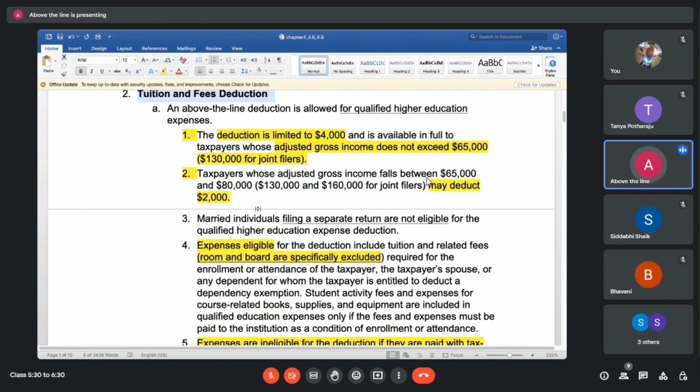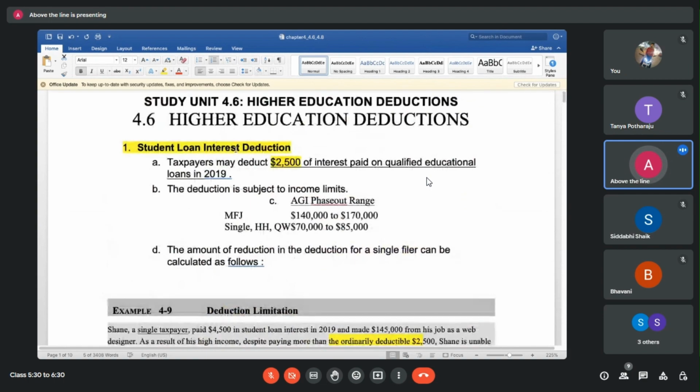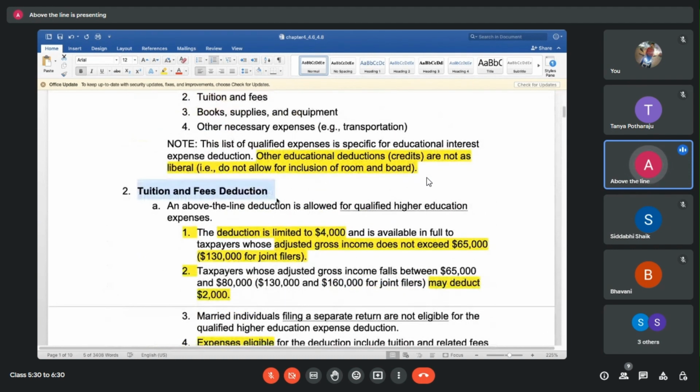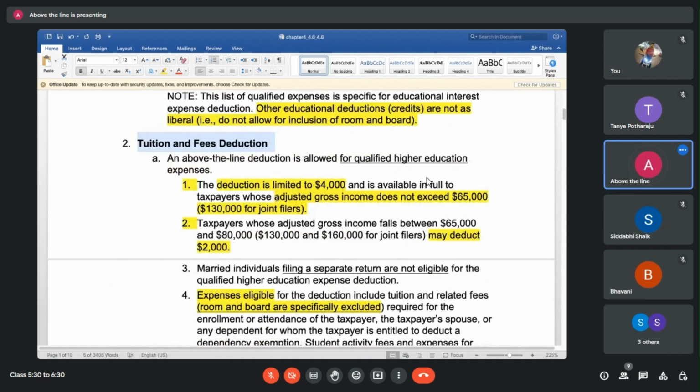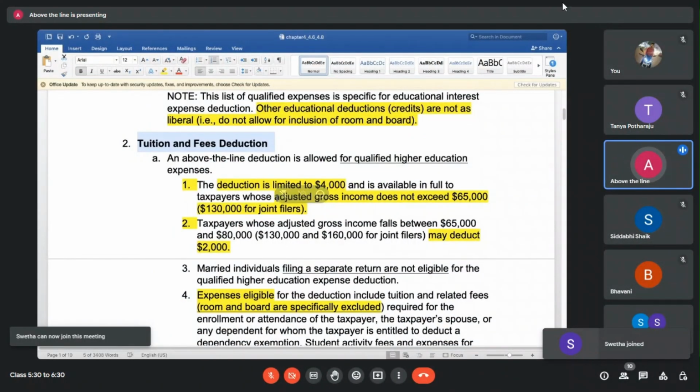Let's not get confused. We are talking about two different things. The first part was only for the interest paid on any student loan or any educational loan. Now, the second part is talking about, forget about interest and principal. Second part, what they're saying is you can take a tuition fees deduction if tuition or educational expenses are paid for higher education.